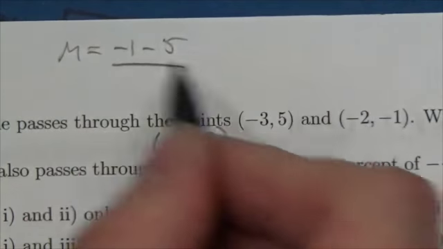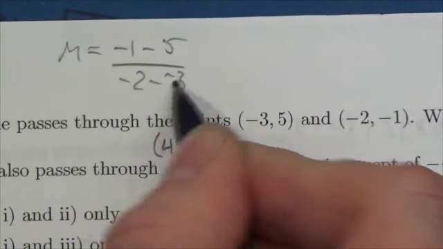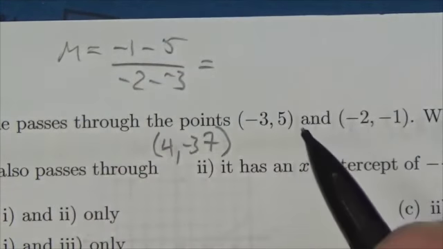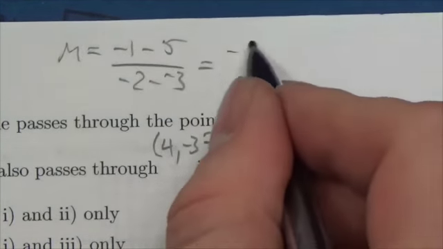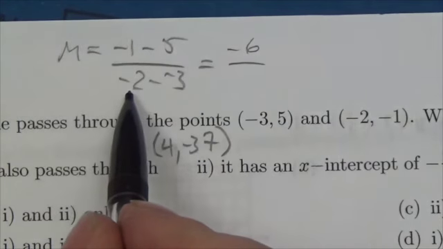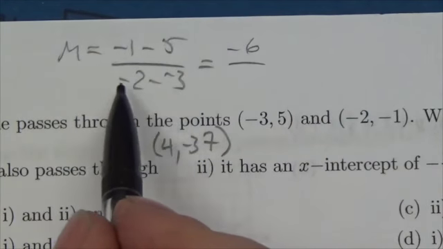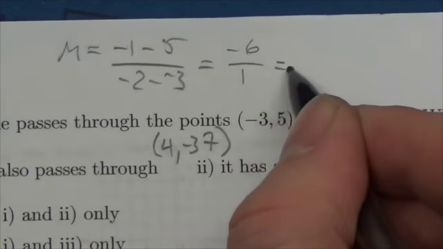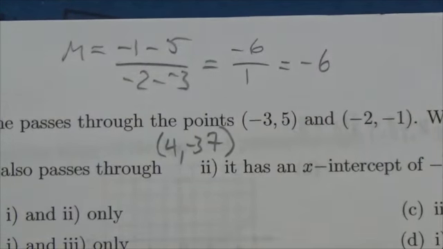First thing we should really do is come up with a slope. And so what do we got here? It's going to be negative 1 minus 5 over negative 2 minus negative 3. So negative 1 minus 5 is going to be negative 6. Negative 2 minus negative 3 is negative 2 plus 3, or 1. So our slope here is just going to be negative 6.